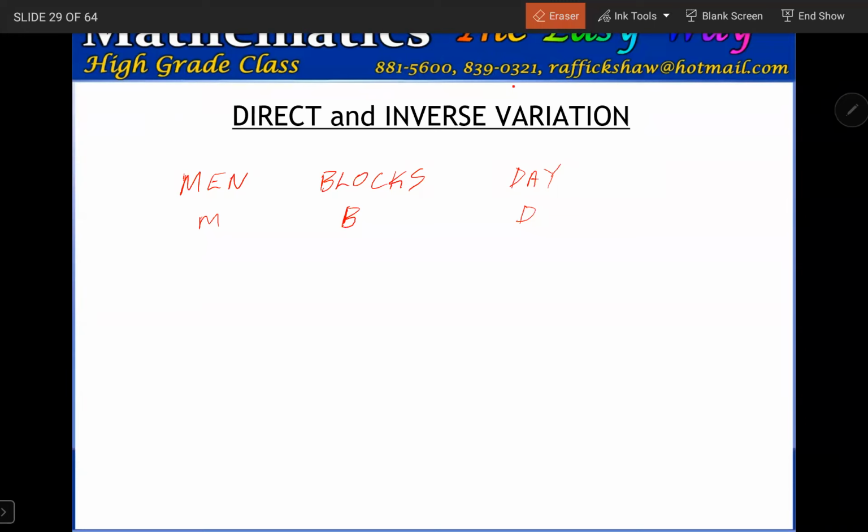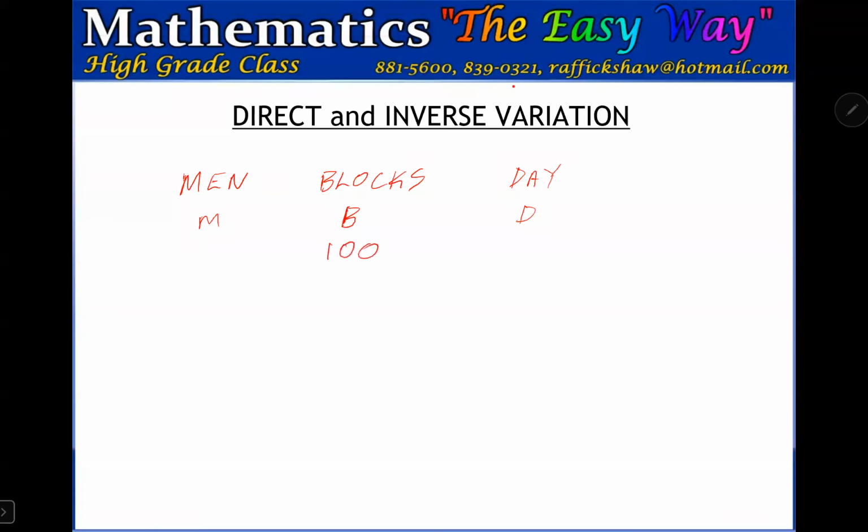If we increase the number of men, that means the days will decrease. The days that it takes to make the same number of blocks, say 100 blocks. If I increase the number of men working, then the number of days that it takes to make the same 100 blocks will decrease.